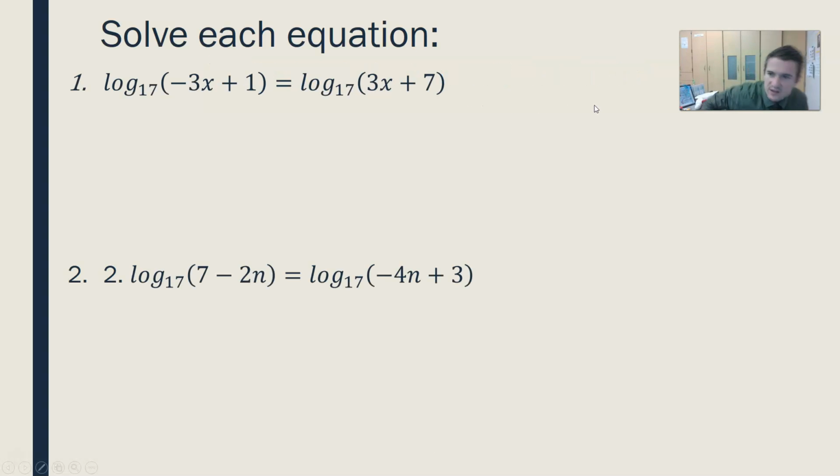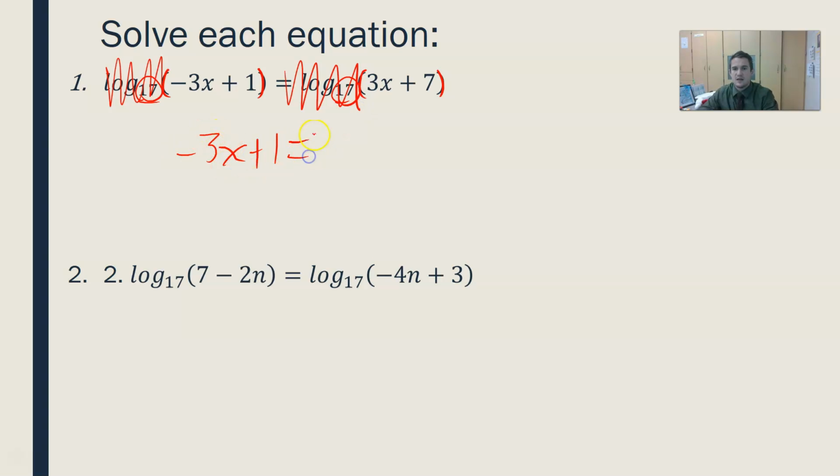So, let's take a look at this. I have log base 17 of negative 3x plus 1 equals log base 17 of 3x plus 7. So I have two logarithm expressions that are equal to each other. Notice here, I have log base 17 on the left and log base 17 on the right. If I have the same base logarithm, what I'm taking the logarithm of inside these parentheses will also have to be equal to each other if both sides of the equal sign are going to be the same. So I can just ignore these logarithms for a bit, and I have negative 3x plus 1 equals 3x plus 7.